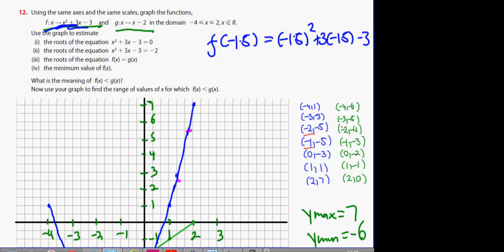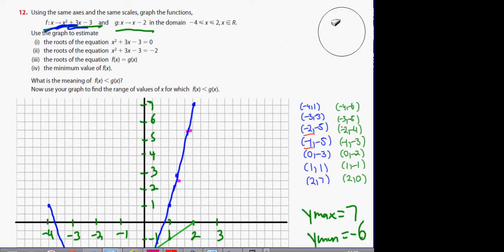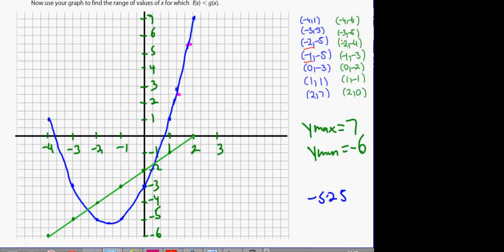What are the roots of the equation x squared plus 3x minus 3 equals 0? Can anyone tell me that? Part 1. What's the answer to part 1? What are the roots of it? Anybody? The question is f of x equals 0. What does that mean? The y value of the curve equals 0. So where does that cross? Here and here. Give me a value for both of them.